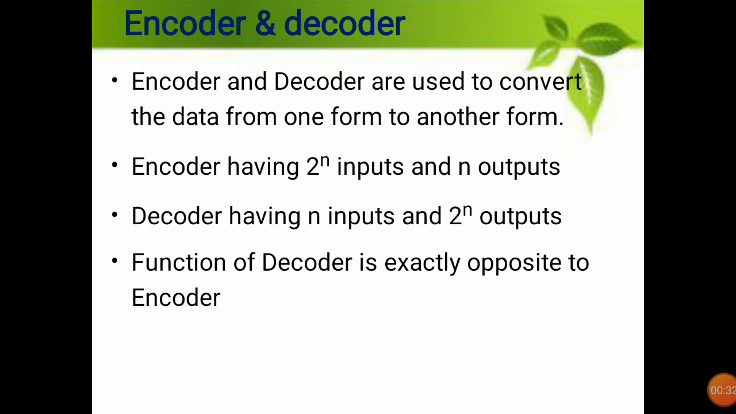Encoder and decoder are used to convert the data from one form to another form. That is, if the encoder converts the data from decimal to binary, then the decoder decodes it from binary to decimal. If an encoder has 2 to the n inputs, then it has n outputs. In a decoder, it is just reverse. If a decoder has n inputs, then it has 2 to the n outputs. So the function of a decoder is exactly opposite to the encoder.